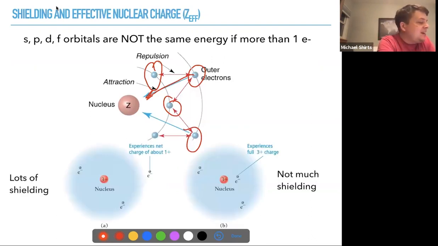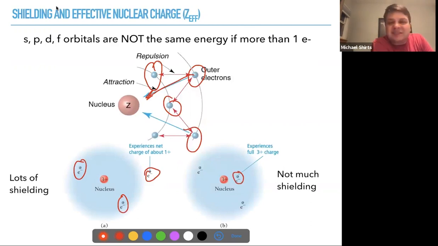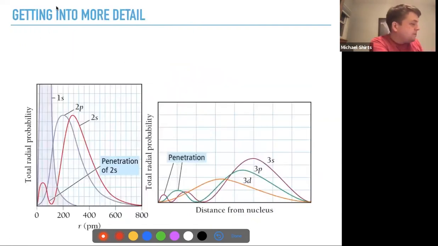So what we see is that if you have an electron way out here, then it essentially has 2 electrons in between it and the nucleus. So it experiences a net charge of about +1, whereas if it's much closer, it experiences almost a full +3 charge. It's not shielded very much. We call it shielded because the negative electrons are shielding the outside electron from the positive charge in the nucleus. So because of these effects with the other electrons, you don't have s, p, d, and f orbitals at the same energy.